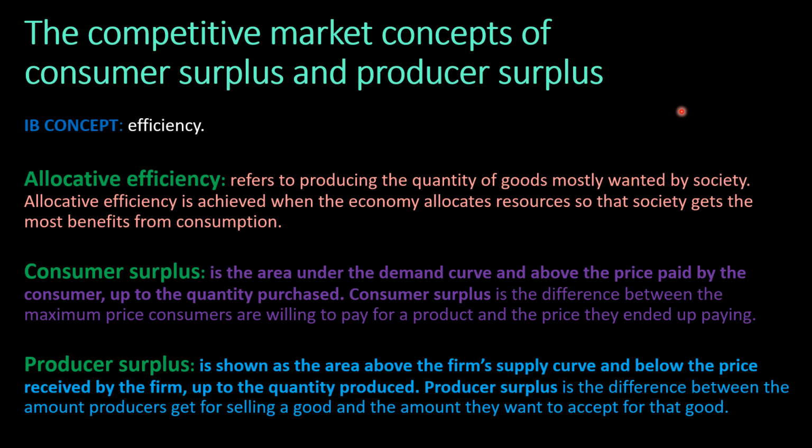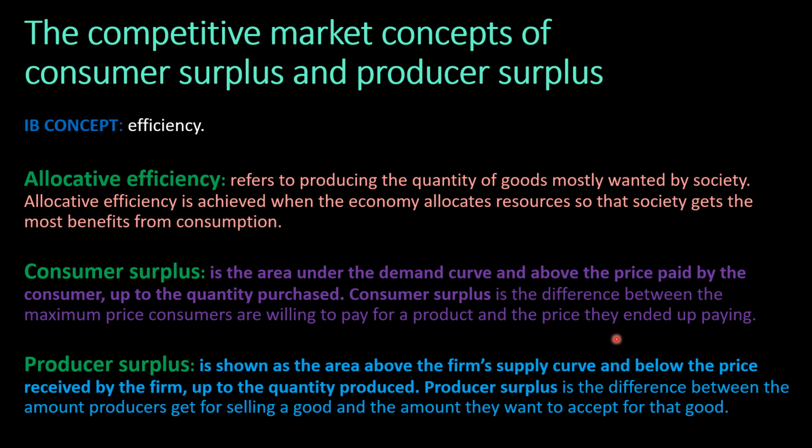And to define consumer surplus, I'll show you on the next slide. It's the area under the demand curve and above the price paid by the consumer up to the quantity purchased, which is at the equilibrium. Consumer surplus is the difference between the maximum price consumers are willing to pay for a product and the price that they ended up paying. It'll make more sense when I show you the diagram.